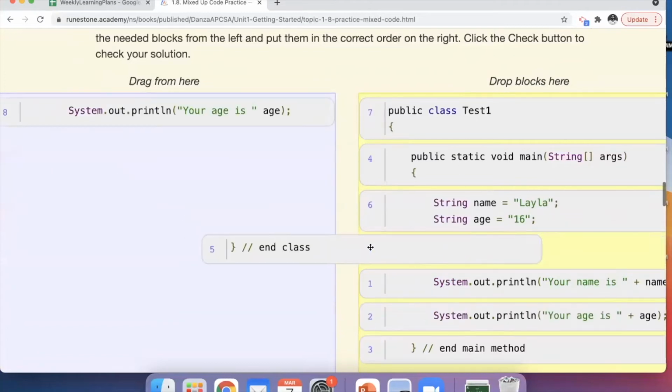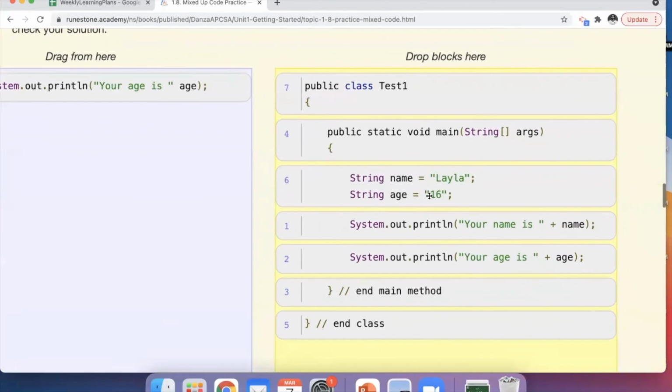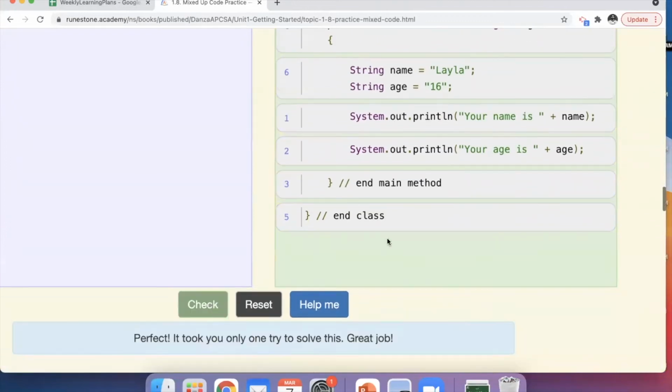Close my main method, close my class. Okay. Class, main method, declare and initialize variables, print out, close it, close it. Check it, correct.